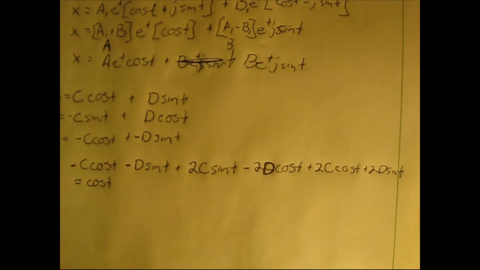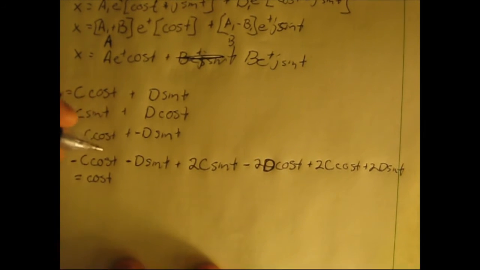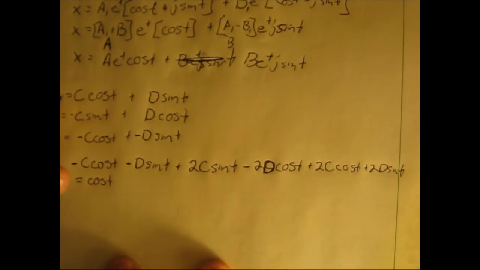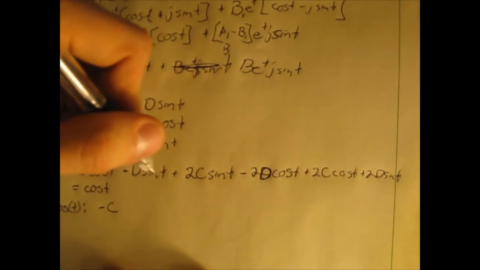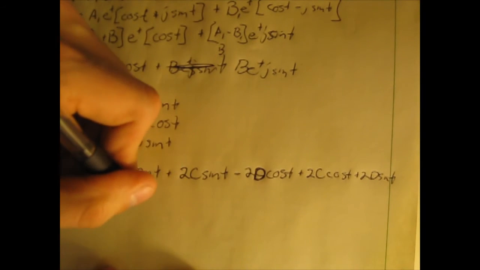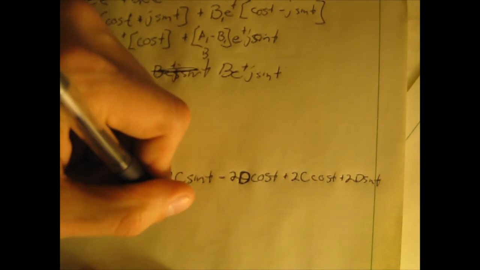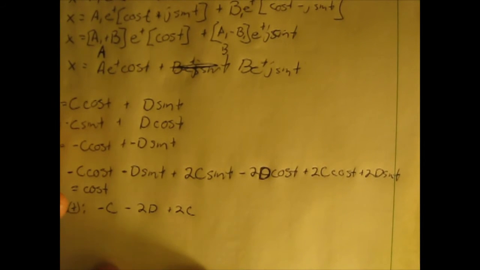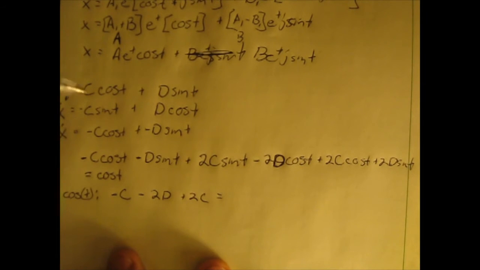So what we want to do is combine all of our cosine terms and our sine terms together in two different rows. So I'll just go ahead and start separating them out. For our cosine of t, we have a negative c. Going across, now we have a minus 2d. Going across some more, we have a plus 2c. Oh, actually, we forgot that's equal to 1, because this is our cosine terms.